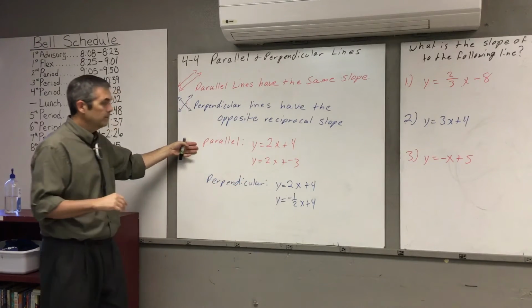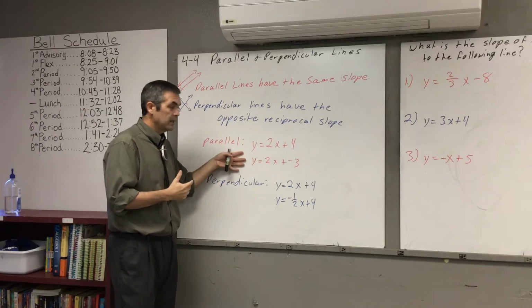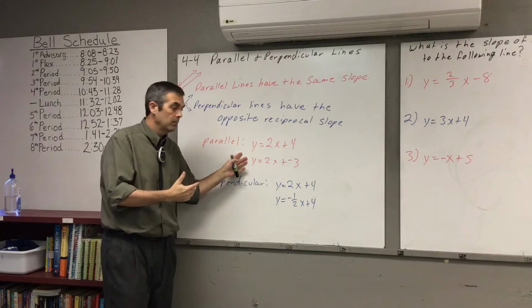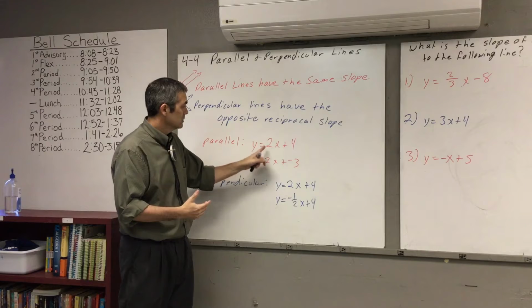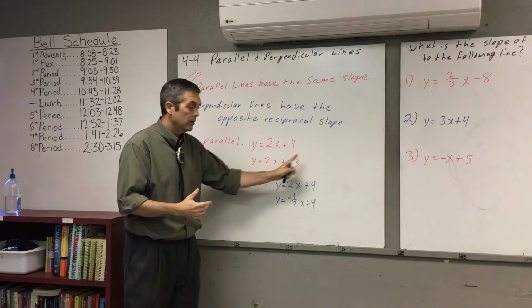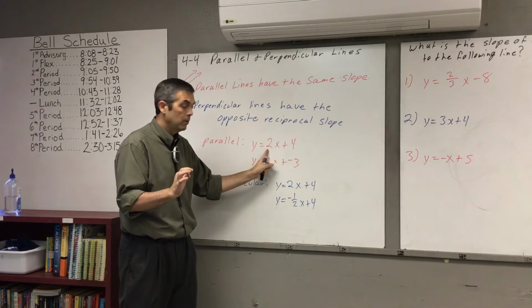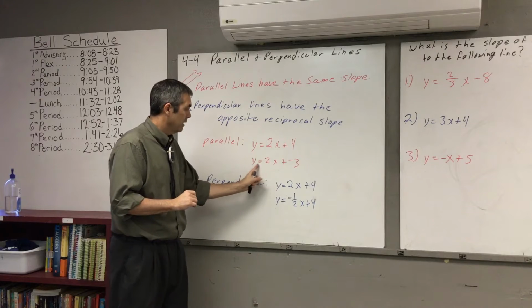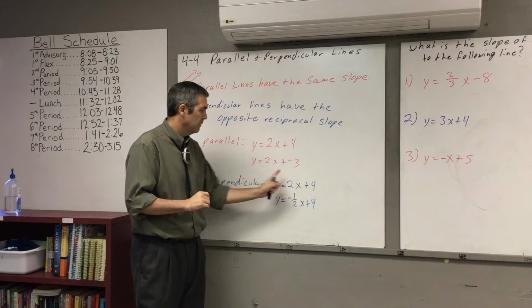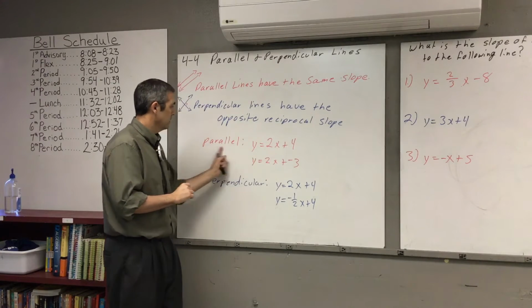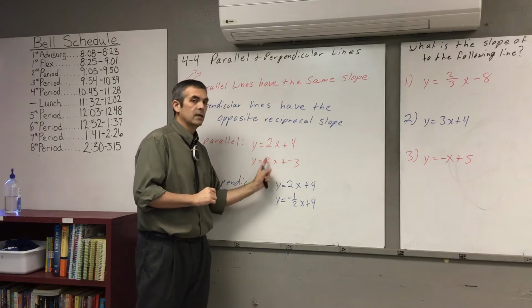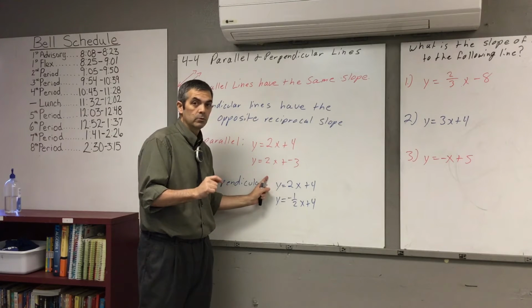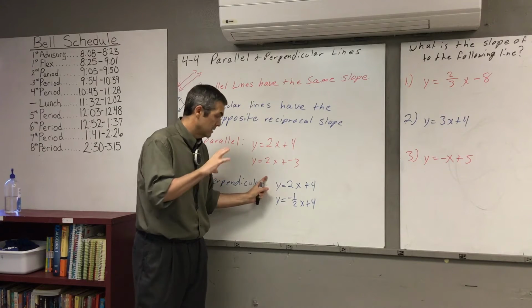So for parallel, this is kind of what you're going to look at, and we have these in slope-intercept form. Well, y equals mx plus b, right? So here's your m, your slope, and notice down here, y equals mx plus b, your slopes for parallel lines are exactly the same. That's what you're looking for when you're looking for parallel lines in this instance.